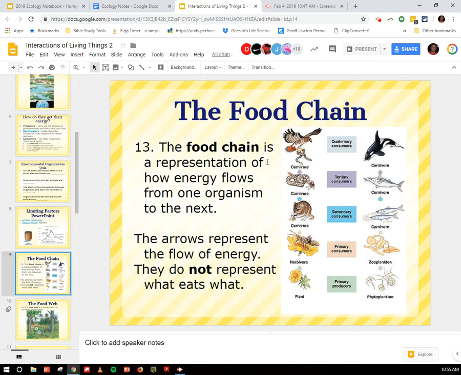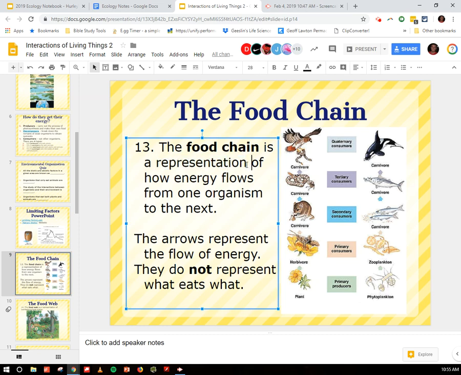And then to a food chain. So we're going to write down what a food chain is. It is a representation. It's not the actual organisms. It doesn't actually show you how the energy is flowing from one organism to the next, but it's a visual representation of how energy flows from one organism to the next.